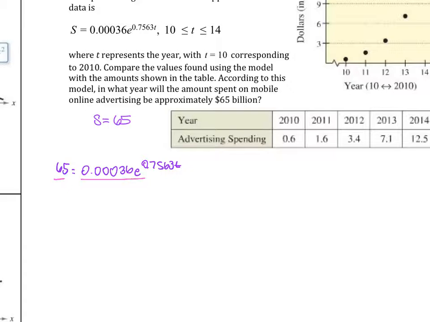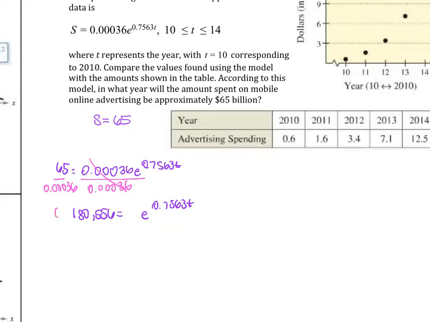So let's isolate this e first, so divide both sides by 0.00036. And so on this left side, when you do the calculator, you'll get 180,556 equals e to the 0.7563 t.